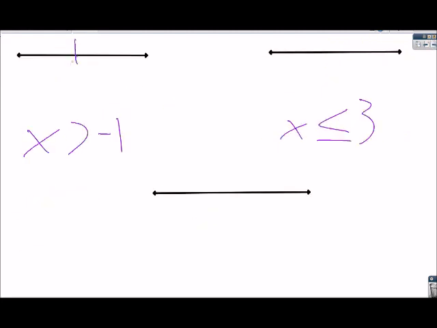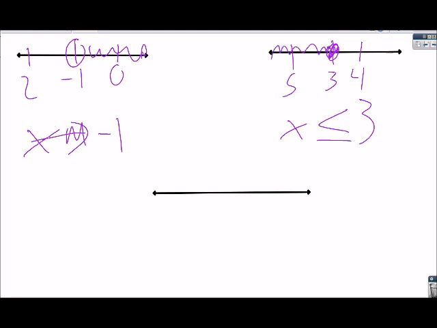Look at -1, a number above it, a number below it. It's going to be an open dot, and it says any number bigger than it. And then again, I have my number in question, number above it, number below it. It's going to be a closed dot because it's or equal to. And then I am going to shade all the numbers below it.